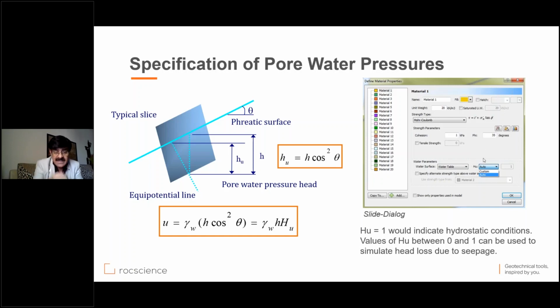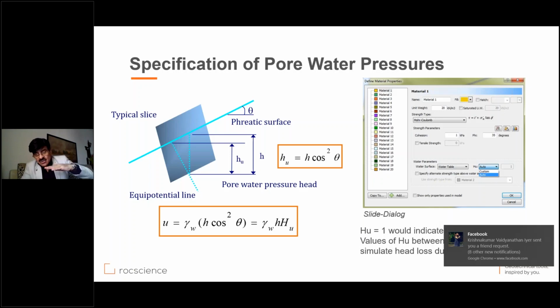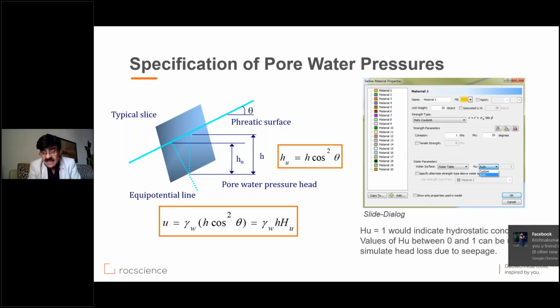There are two options: automatic option, auto, or custom option. And HU equal to 1 would indicate hydrostatic conditions. And values of HU between 0 and 1 can be used to simulate the head loss. So any head loss due to seepage would bring the HU down. So in the examples that we are going to see today, we'll keep HU equal to 1, which means we would be on the conservative side. Okay.